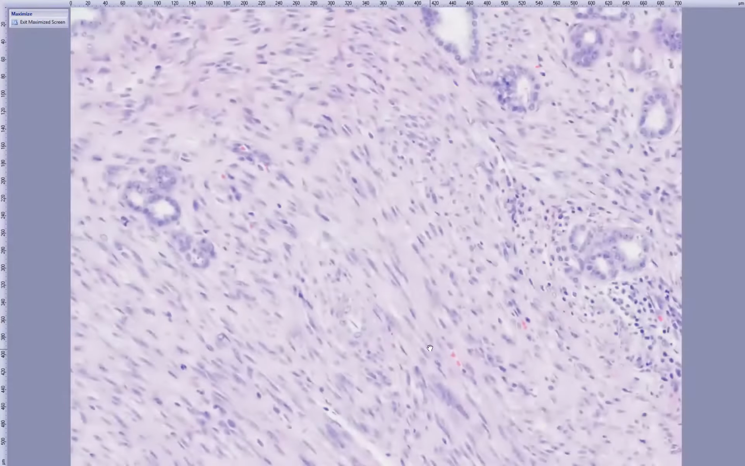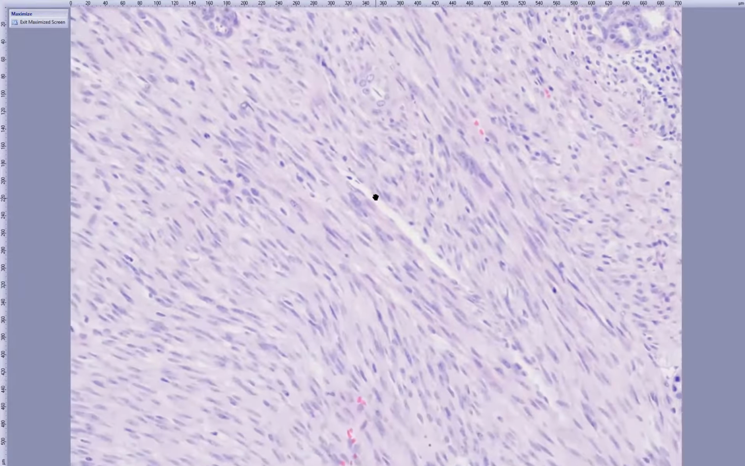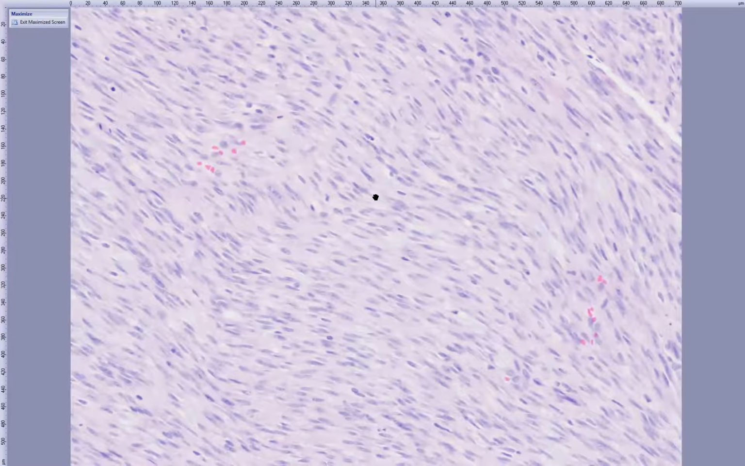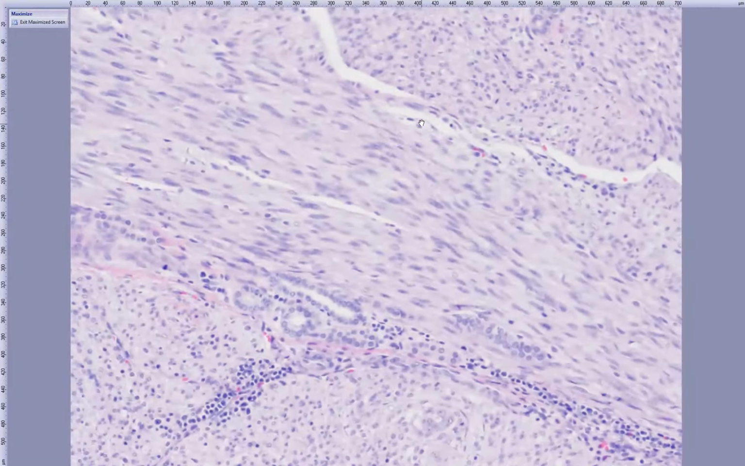So up on higher power, you'll notice that the tumor cells themselves are spindled with elongated nuclei. There are mitotic figures around, but don't let that scare you too much. In some areas, it has somewhat of a fascicular pattern. So for example, these are tumor cells that are kind of coming right out of the screen at us, whereas these are running alongside. Almost gives that appearance of a leiomyoma or a leiomyosarcoma.